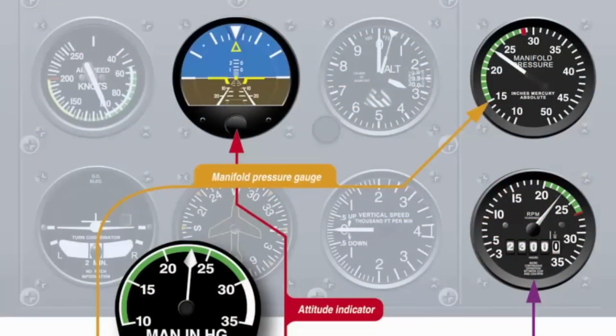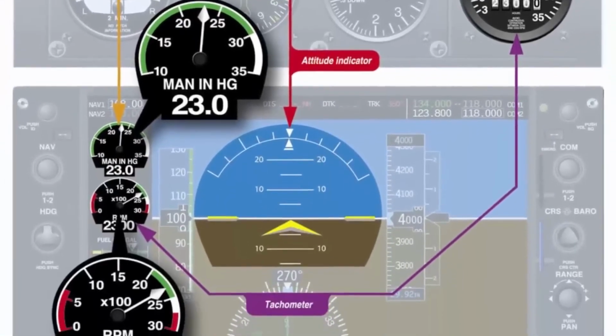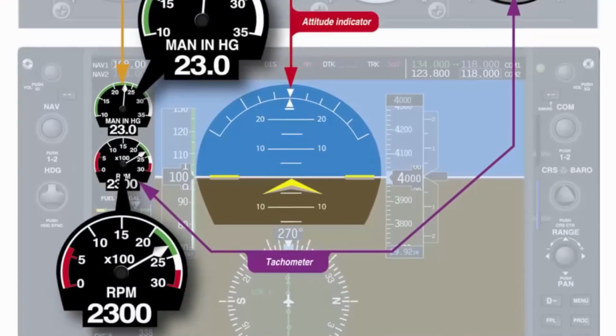Control instruments display immediate attitude and power changes and are calibrated to allow adjustments in precise increments. The primary instrument for attitude display is the attitude indicator. The control instruments do not indicate aircraft speed or altitude. In order to determine these variables and others, a pilot must reference the performance instruments.